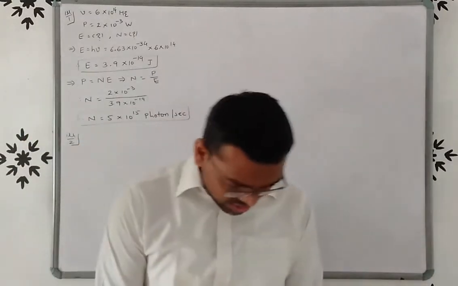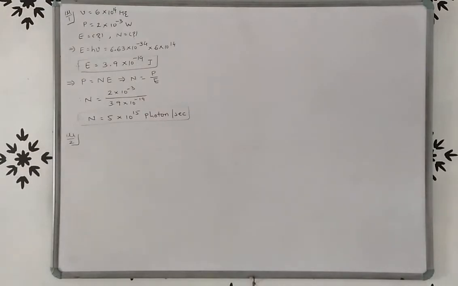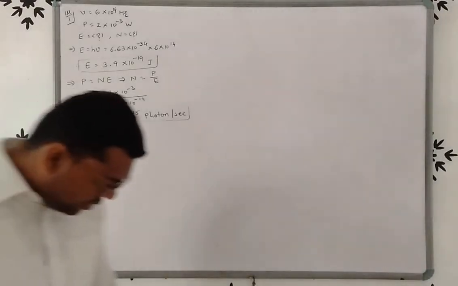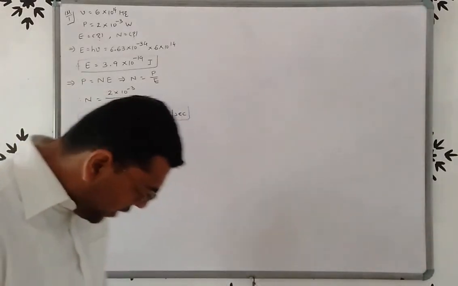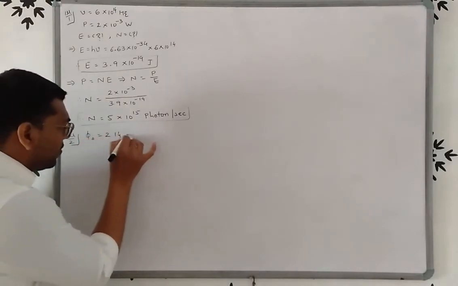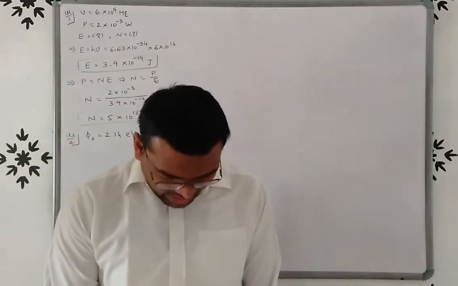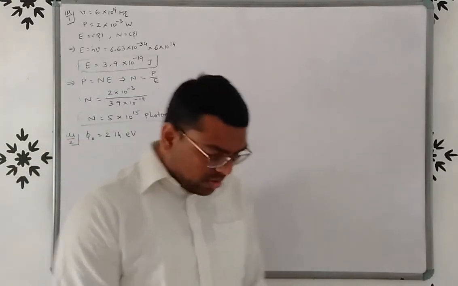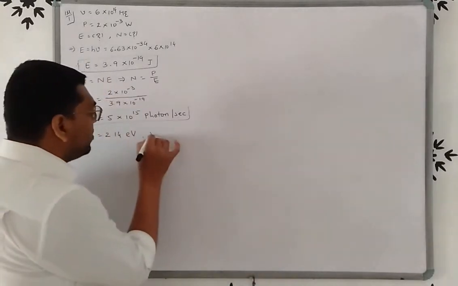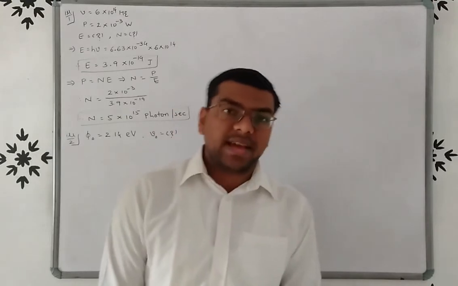See the question. The work function of cesium is 2.14 electron volt. So here friends, the work function is given, 2.14 electron volt. Find A, the threshold frequency for cesium. So we have to find out the threshold frequency, that is nu 0, or you can say f0.